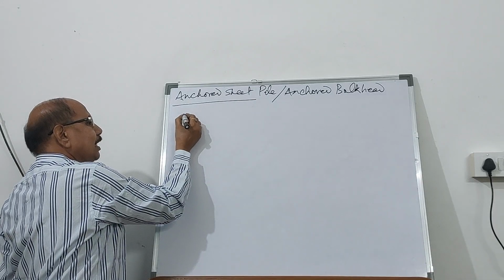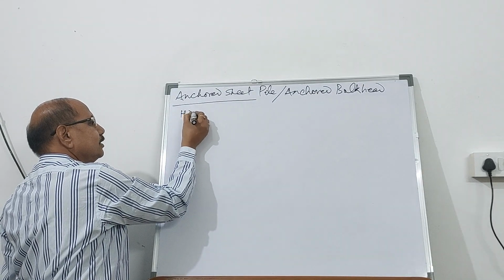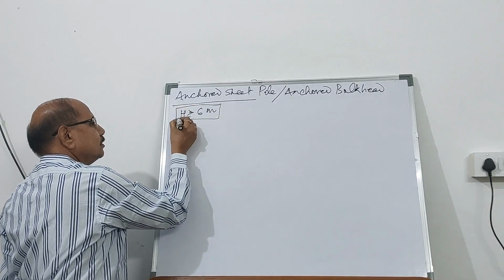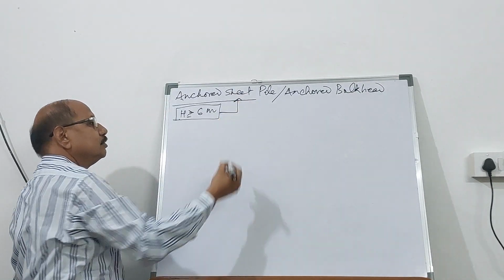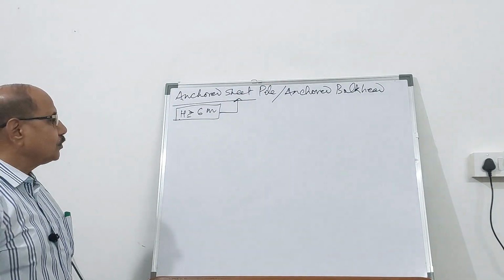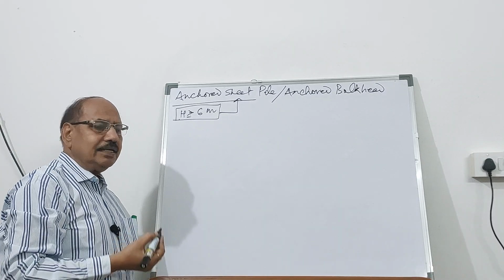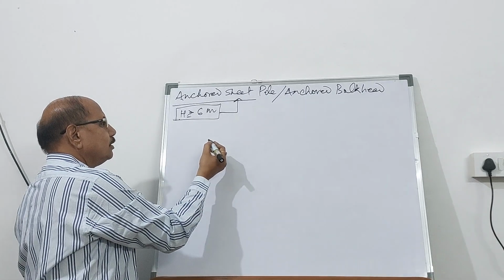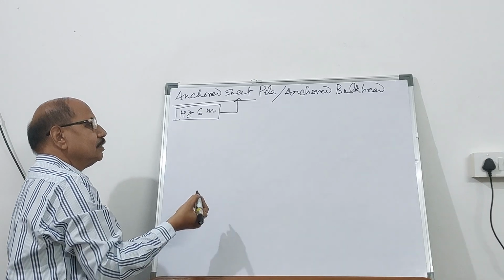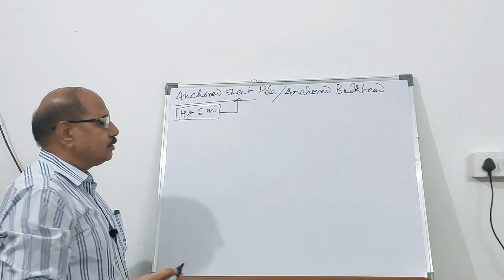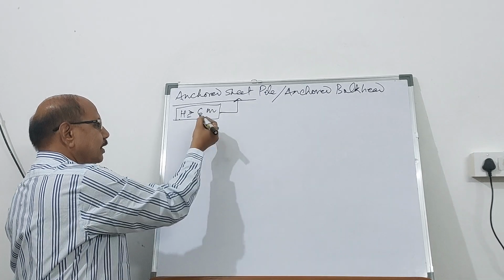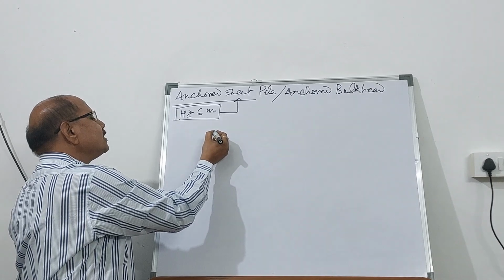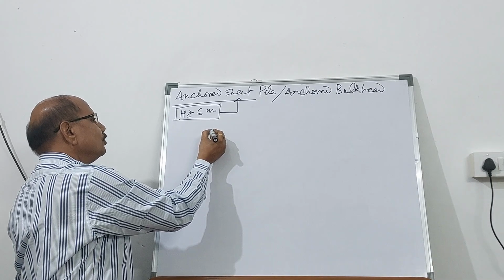So when the height of the sheet pile is greater than or equal to 6 meter, we normally go for anchored sheet pile. The reason being, we can arrest the deflection of the sheet pile, and the cantilever sheet pile, the deflection is going to be too high if the height is increased further. So we can see what is the anchored sheet pile.